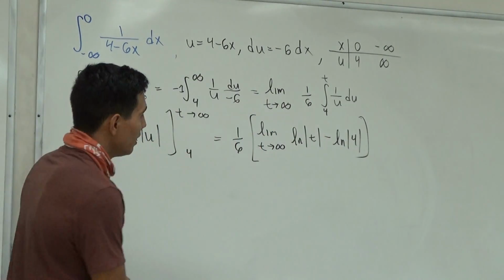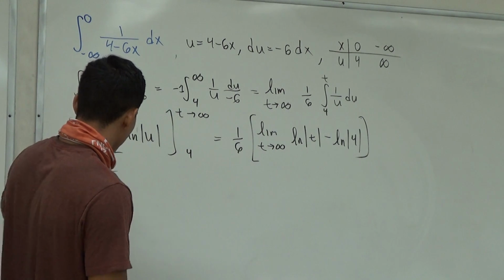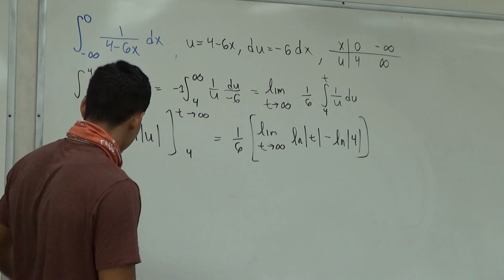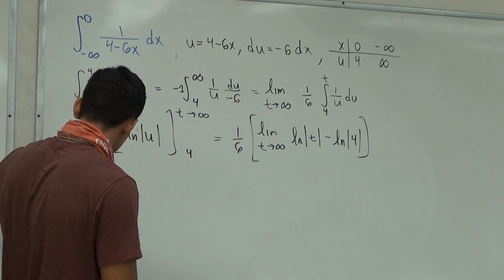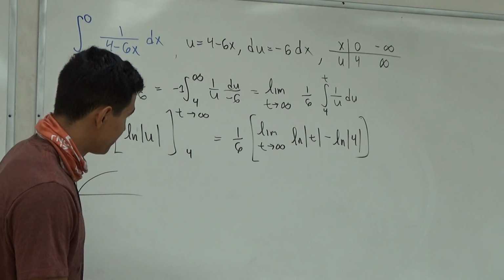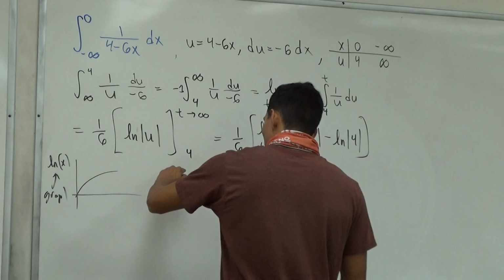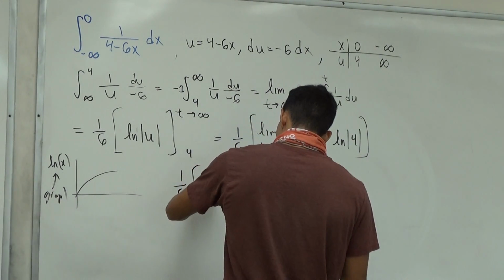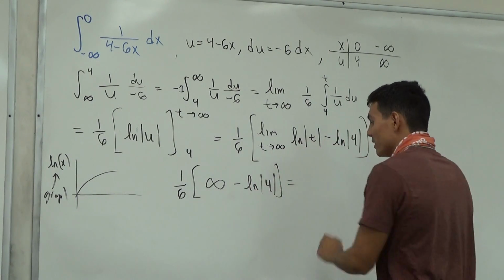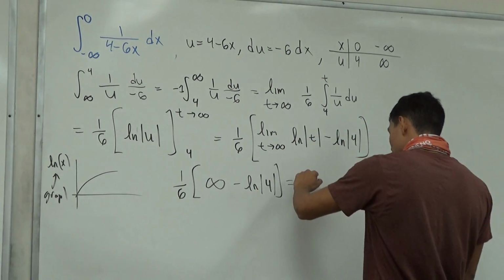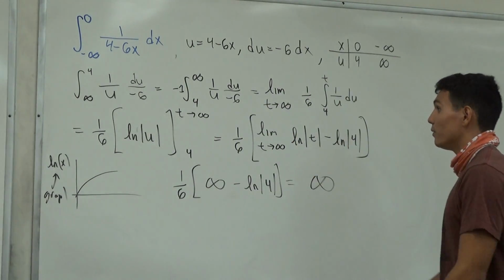And what do you think? Natural log of infinity. I think natural log goes like this, right? That's the graph of the natural log. I kind of know that one a lot more familiar. This is the ln graph. Okay. So natural log of infinity is infinity, so we get 1/6 times infinity minus ln of 4. What is that? That's infinity divided by 6, which is infinity. The integral diverges, right? It diverges to infinity, right?